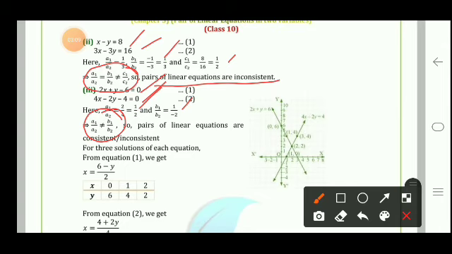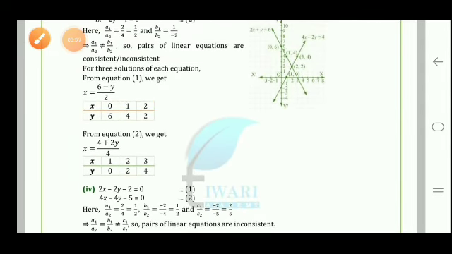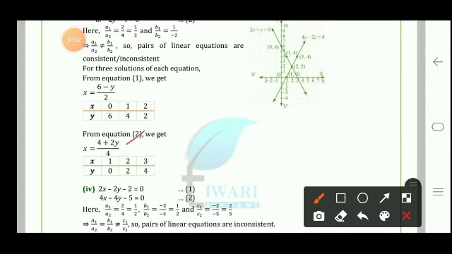Now we'll make the table for the first equation. x is equal to (6 minus y) whole upon 2. So x is equal to 0, y is equal to 6; x is equal to 1, y is equal to 4; and x is equal to 2, y is equal to 2. So from equation 2 we have x is equal to (4 plus 2y) whole upon 4. If x is equal to 1, y is equal to 0; x is equal to 2, y is equal to 2; x is equal to 3, y is equal to 4.